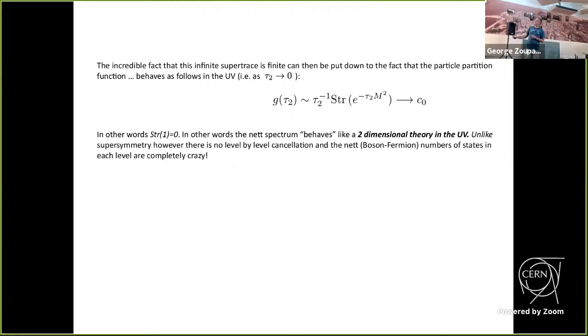Something else you often hear is that it's behaving like a two-dimensional theory in the UV, and the reason people say that is because this prefactor is for four dimensions. In two dimensions, there's no tau 2 there, it's just a constant. So then people say it becomes a two-dimensional theory in the UV. I really prefer that supertrace 1 is 0 is what's actually the main thing. This goes by various different names. Keith Dienes called this misaligned supersymmetry. People also called it asymptotic supersymmetry. I would really not like the name supersymmetry to be attached to this phenomenon at all, because it's nothing to do with supersymmetry really, but anyway.